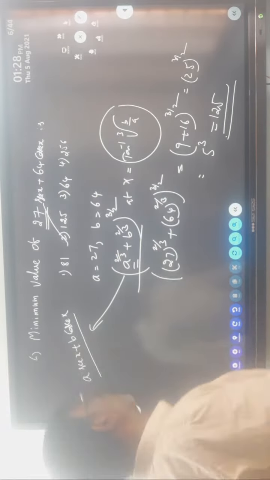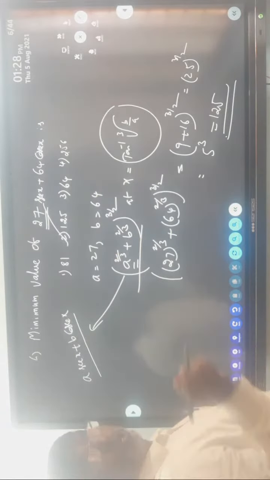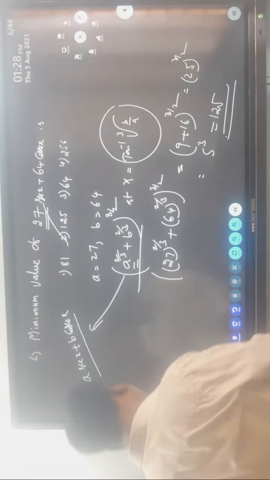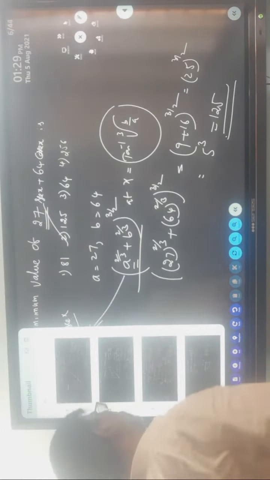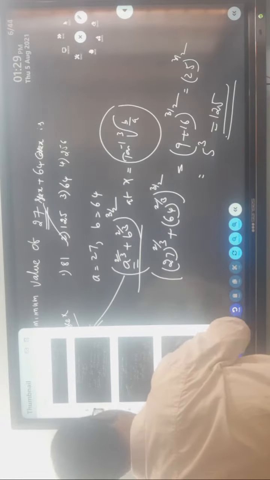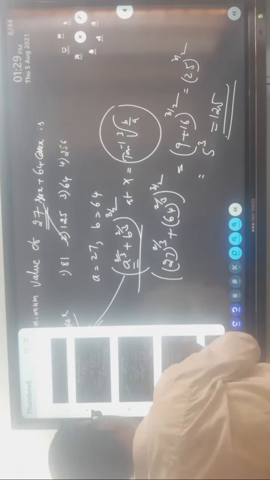Substitute there, we will get the answer easily. So note down the formula and solve it. We can solve it easily. Now let me explain another question. This question is already completed.